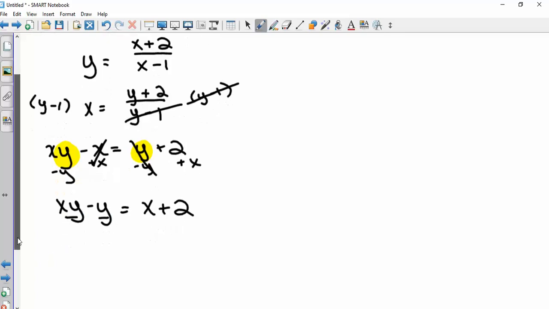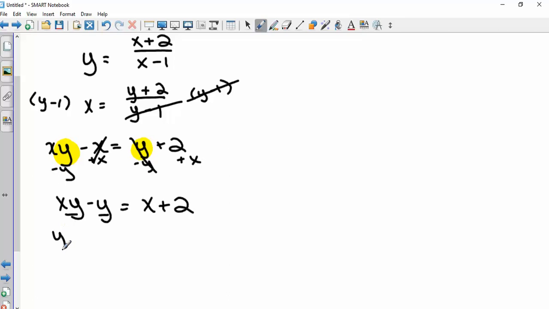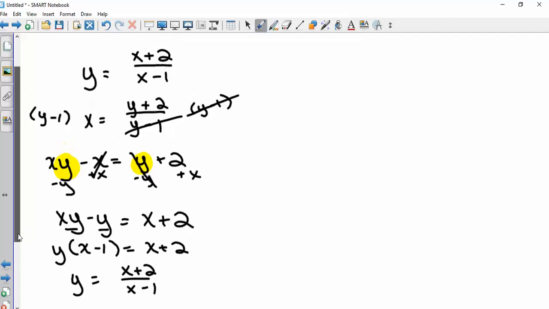Before we divide, we need just one term over here. So if we pull out the y, that leaves us with x minus 1. So then to get y by itself, we divide. Final step, instead of y, what do we write? F to the negative 1 of x.